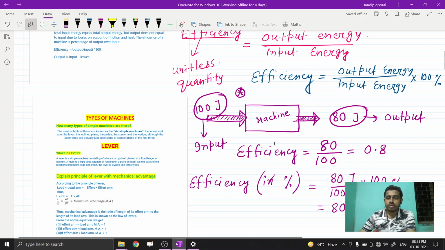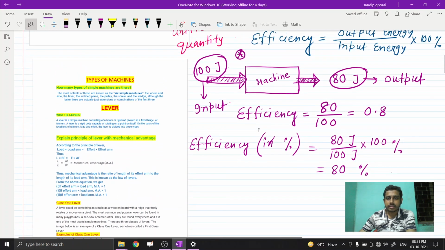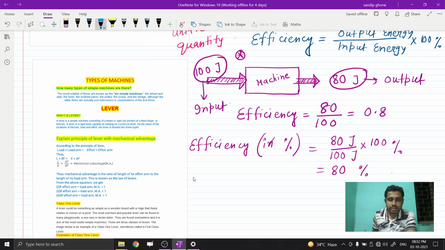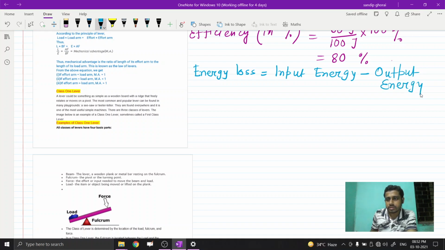Okay, so now the question is, where is the remaining 20 joule? That is actually energy loss. So energy loss is equal to input energy minus output energy for a machine.